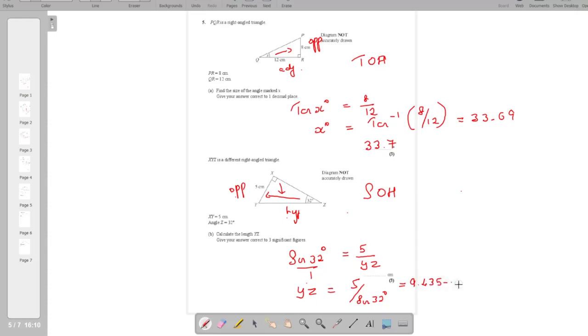9.435. We want three significant figures. That will be 9.44 centimeter. Let's look at question 6.